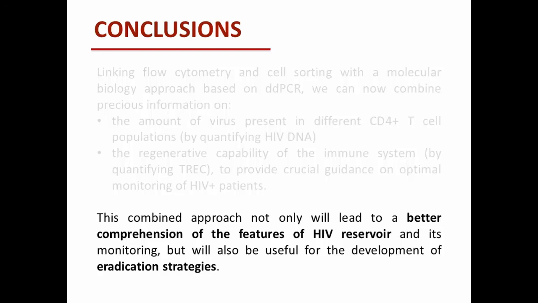So we sorted different populations of CD4 cells, and we saw that in different populations of CD4 cells there were different amounts of HIV DNA. So infection was present in the cells, in the blood, and could be measured. Of course, this could be important, useful to develop different strategies of eradication of the infection.